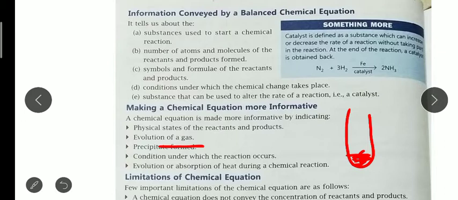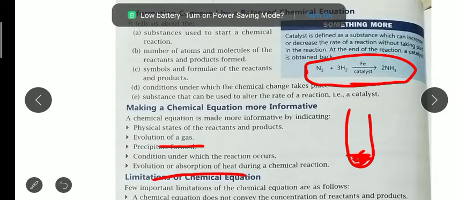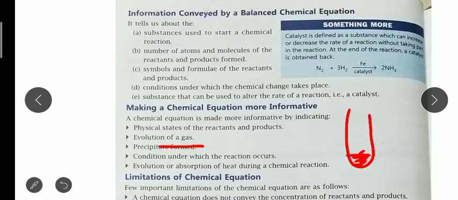Next is the condition under which the reaction occurs. As I told you, reactions can be exothermic, endothermic, or need a catalyst. Now the last one, they are saying the same thing: evolution and absorption of heat. The reaction can be exothermic or endothermic based on the conditions. So by simply looking into the reaction, we will get all this information. Now, what are the limitations?